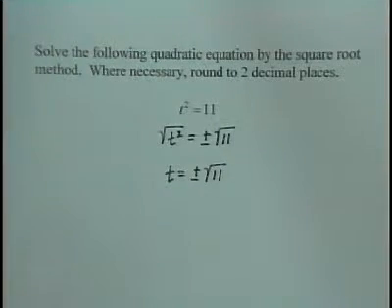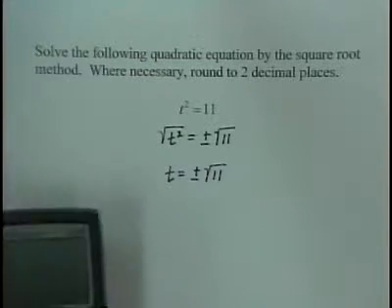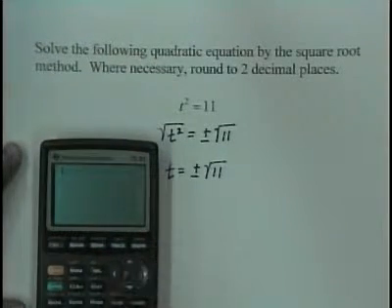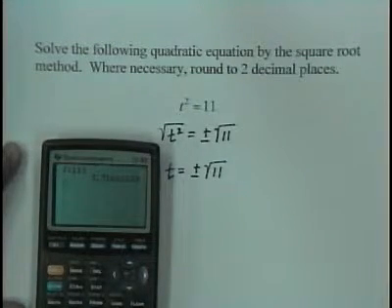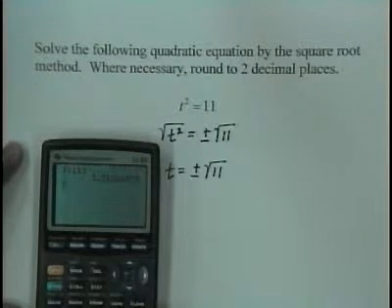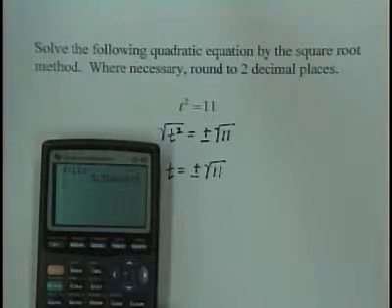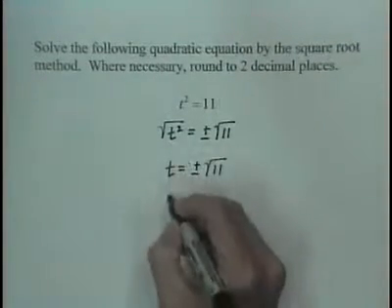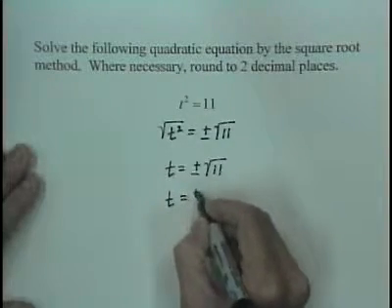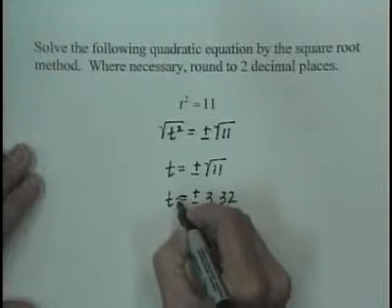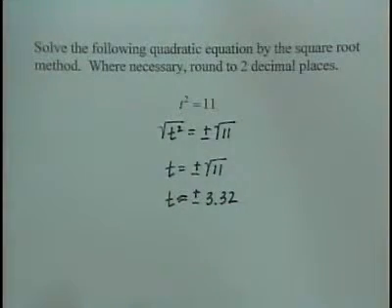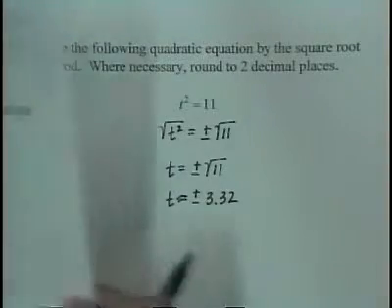To write our answer to 2 decimal places on a calculator, we'll need to find the square root of 11, which is 3.3166 and so forth. To 2 decimal places, that's 3.32, and so we'll write t is equal to positive and negative 3.32, and perhaps I should write approximately since that is rounded. Let's solve another equation by the square root method.